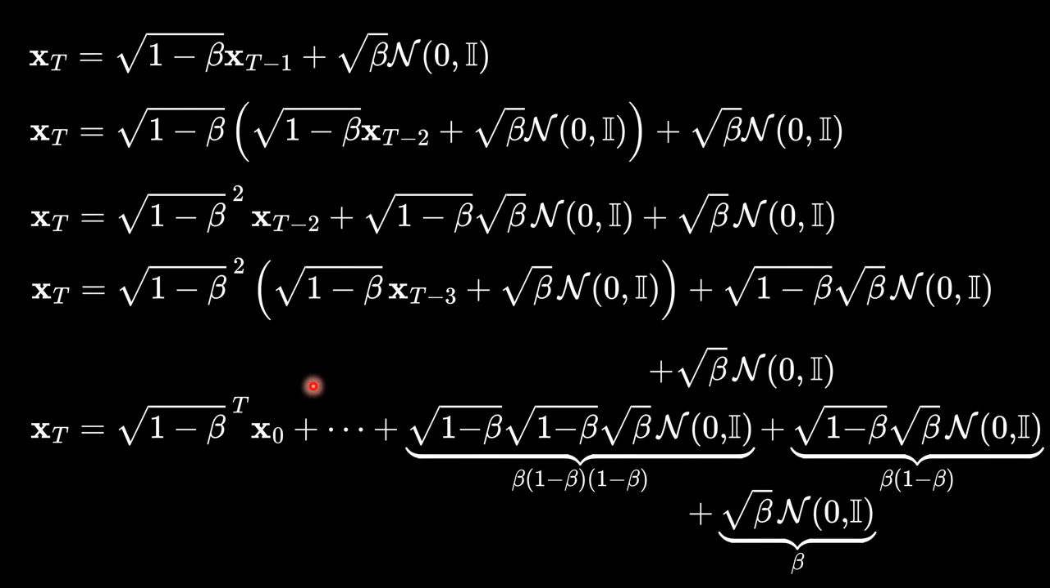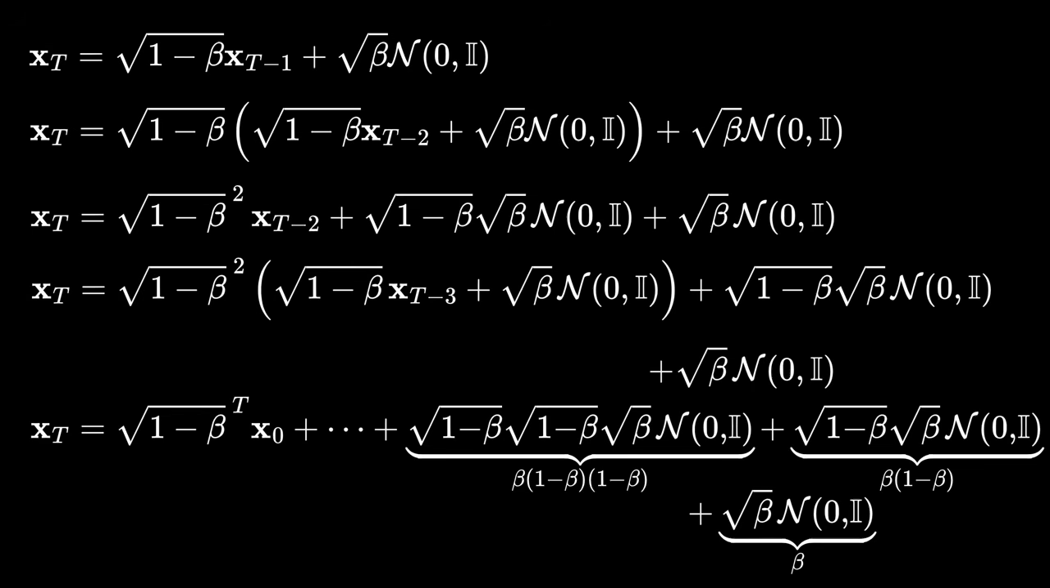And so the original data sample is scaled by this factor, square root of 1 minus beta to the power capital T. And we add all these terms, which are just Gaussian noise, but they have different variances. So we are adding Gaussian noise. Actually these are not variances, this is actually the standard deviation, but as you may know, the variance is the square of the standard deviation. So we have these types of variances for each of these terms.